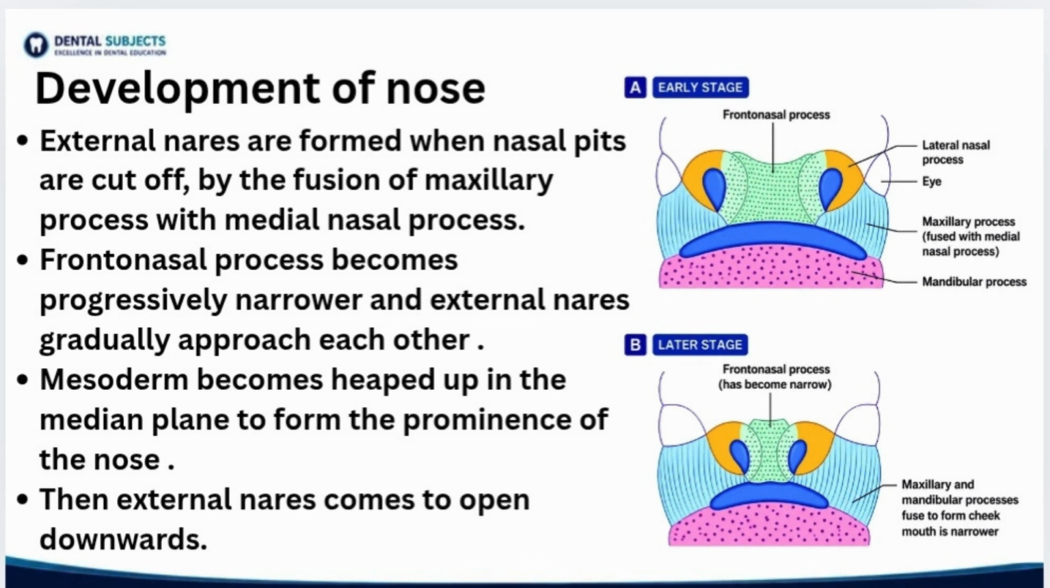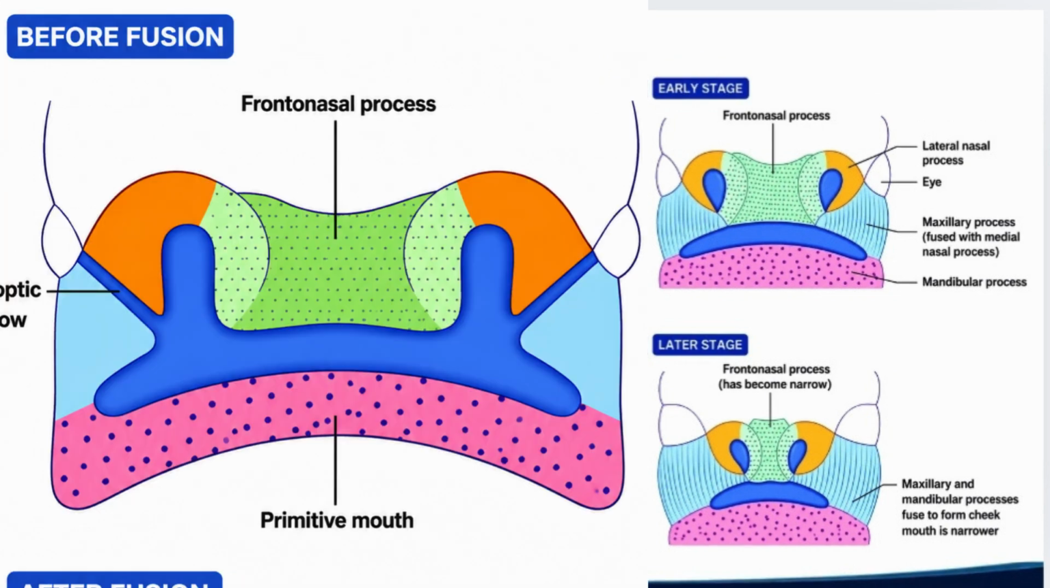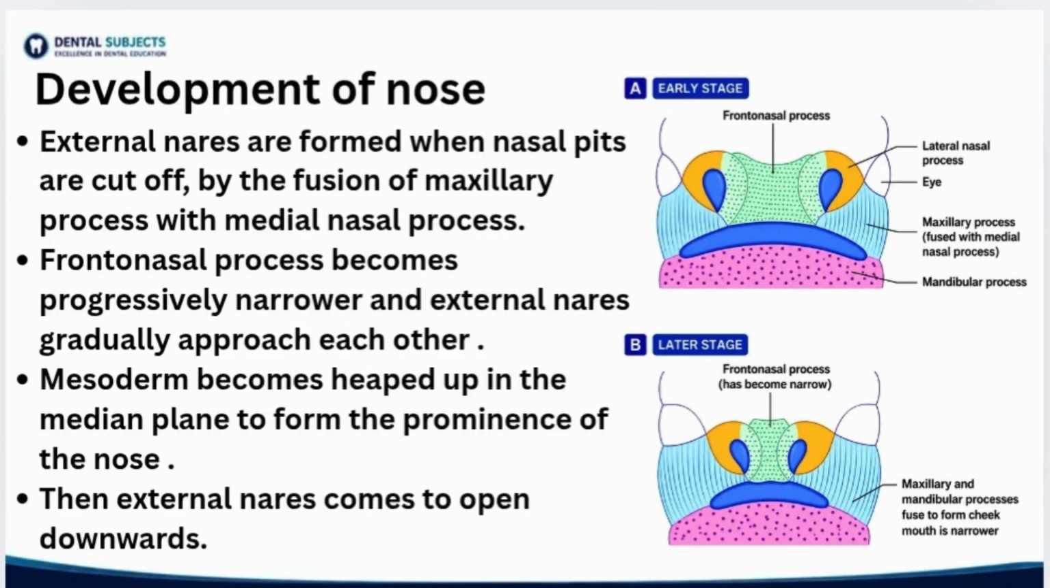Okay. First, remember the previous diagram. During the formation of lips, the medial and lateral nasal processes fuse with each other. During the fusion, the nasal pits are cut off. See the previous diagram. The nasal pits are opened to the stomatodeum. During the formation of lips, the nasal pits are cut off and form the external nares. External nares are nothing but the nasal openings. See, the nasal openings are apart from each other.